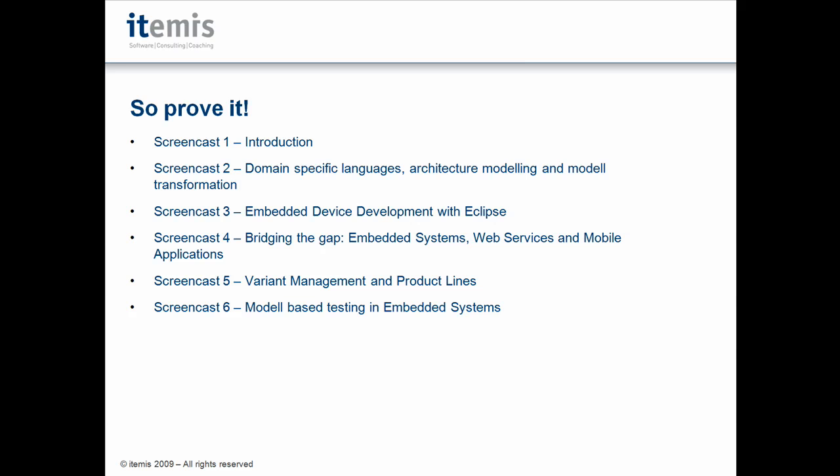You have just been listening to the introduction screencast. Screencast 2 will explain the use of domain-specific languages for architecture modeling and code generation. Screencast 3 will show how to use an Eclipse-based open-source toolchain for developing software for embedded systems. In Screencast 4, we will bridge the gap from embedded systems to enterprise applications and generate the infrastructure and mobile applications. Screencast 5 explains the handling of variants and product lines. Screencast 6 will deal with model-based diagnosis of embedded systems.